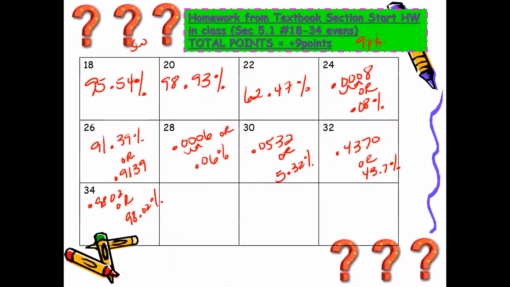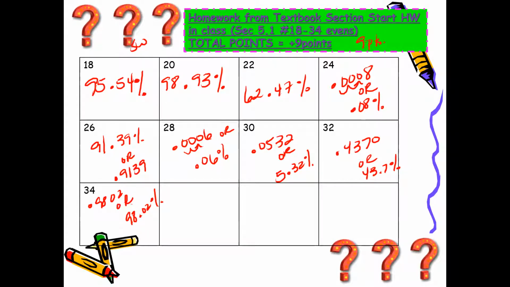Yesterday, you guys went over normal distribution, areas of normal distribution under the curve, and you had a little bit of textbook work, which is on 5.1, number 18 to 34 evens. It is worth 1 point apiece, so 9 points altogether. Take a look at my answers.